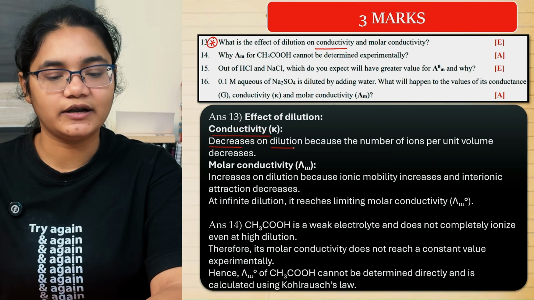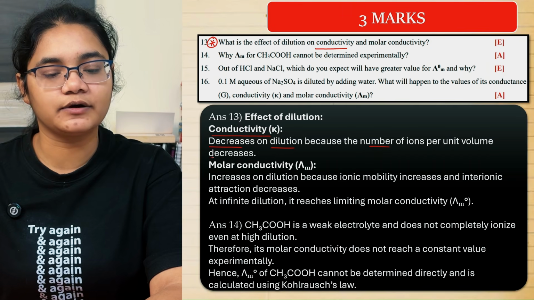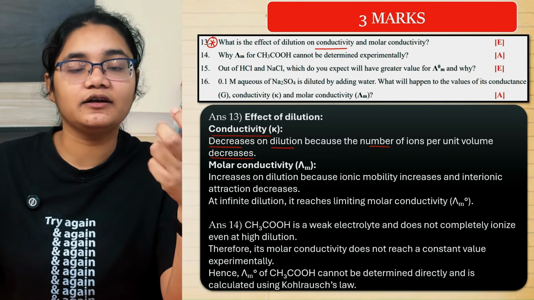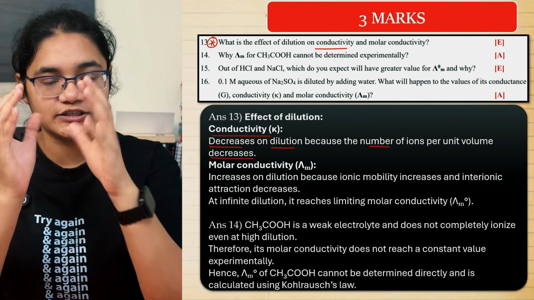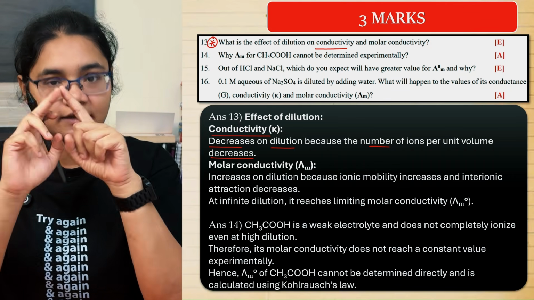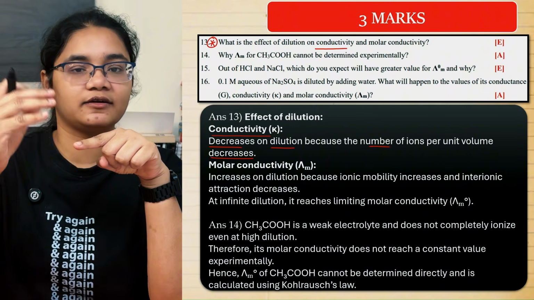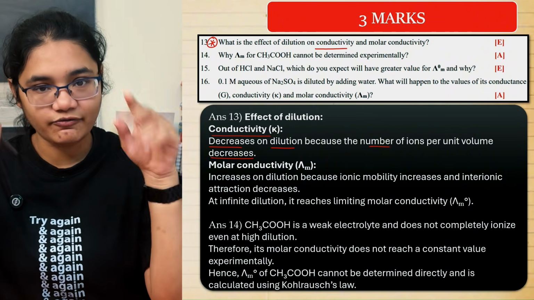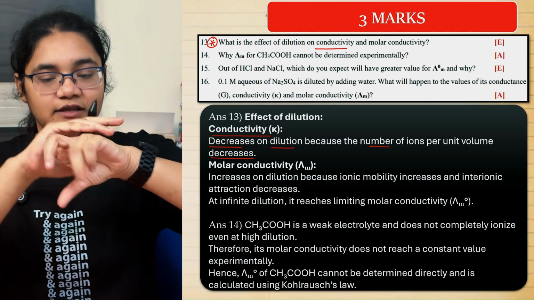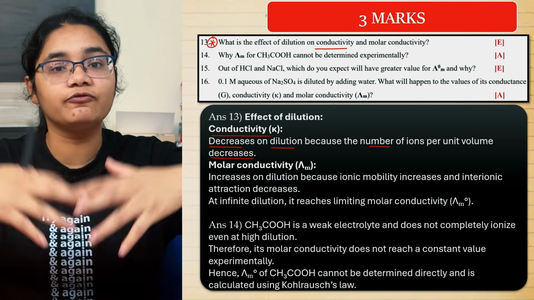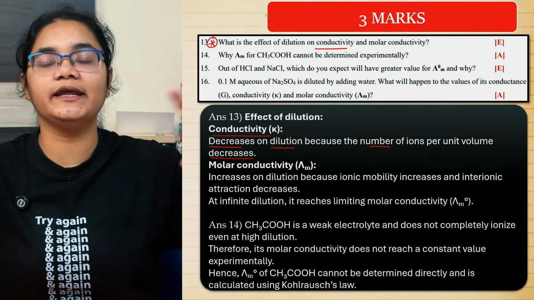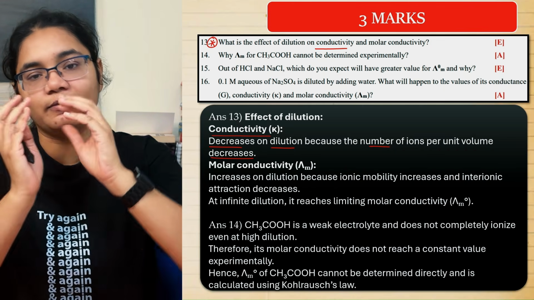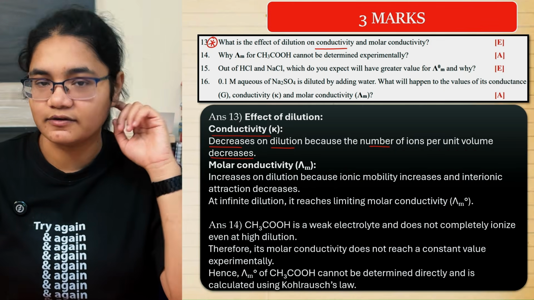It decreases on dilution because the number of ions per unit volume decreases. The conductivity definition is how many ions are present per unit volume. That is called the kappa value. Now, when you dilute it, the number of ions per unit volume decreases because the ions can move freely now, right? So when they move freely, the number of ions per unit volume has decreased, and when this decreases, conductivity decreases.